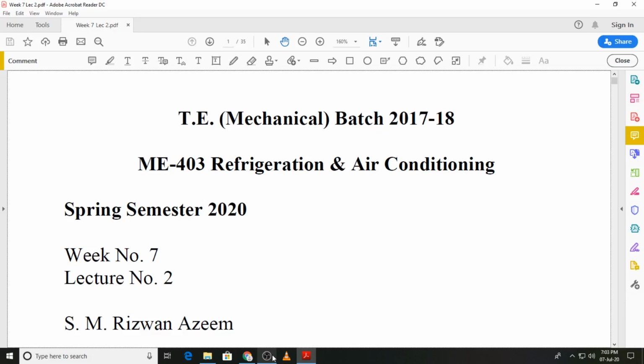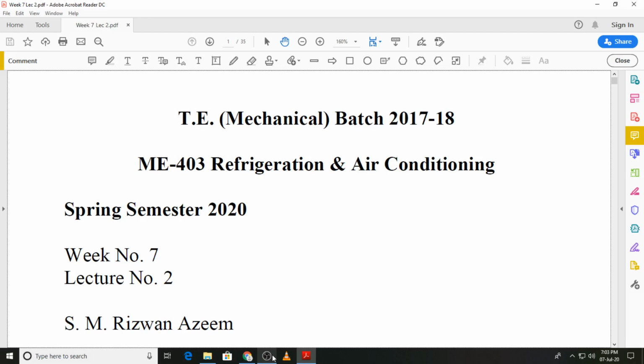In this lecture, we will move on to the next topic, and that is the cooling load estimation. And when we talk about air conditioning, we can divide air conditioning into two broad categories. One is comfort air conditioning, and the other is process air conditioning. We will talk about those later on, but right now when we talk about comfort air conditioning, it is for human comfort.